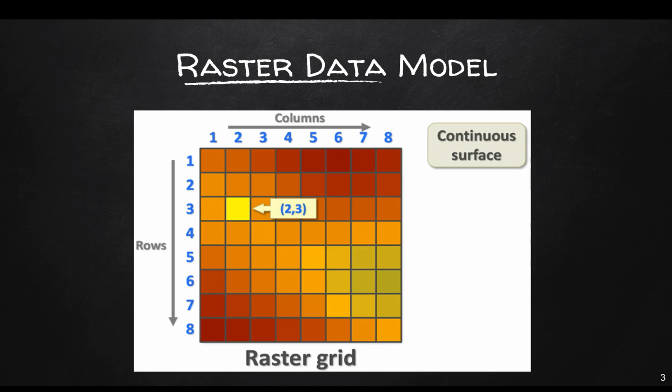So as I said, a raster is simply a grid of columns and rows where each cell has a value associated with it. In this example, row 2, column 3 has an assigned numerical value. We can then assign a color to that numerical value so we can more easily interpret the spatial pattern.